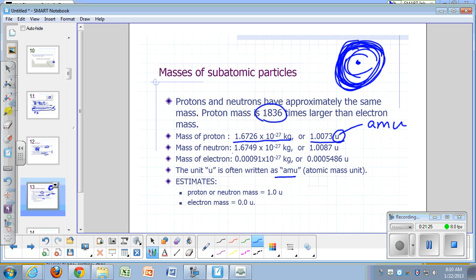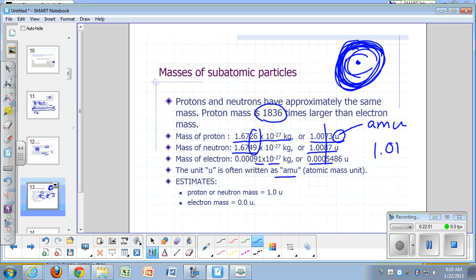And a neutron, you'll notice, is almost the same as a proton in terms of mass, 1.6749 times 10 to the negative 27 kilograms. So it's just the fourth and fifth significant figures that are different, or 1.0087 atomic mass units. So to three significant figures, both of these are 1.01 atomic mass units. If you do just two sig figs, you can say they're both 1.0 atomic mass units. An electron, on the other hand, is 0.00091 times 10 to the negative 27 kilograms.